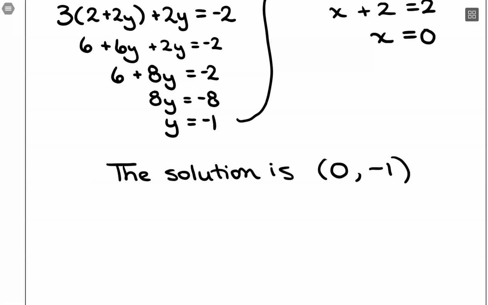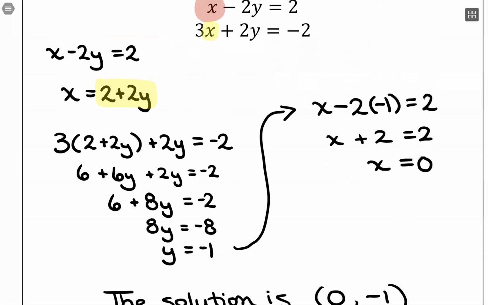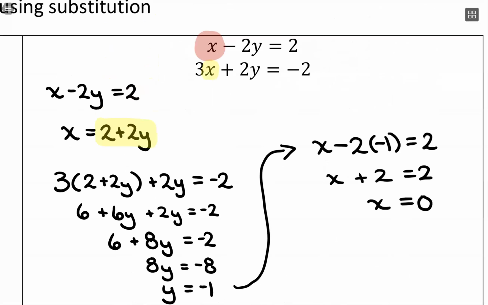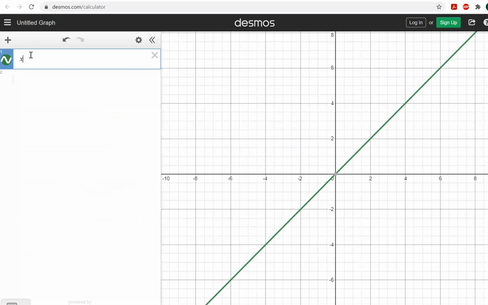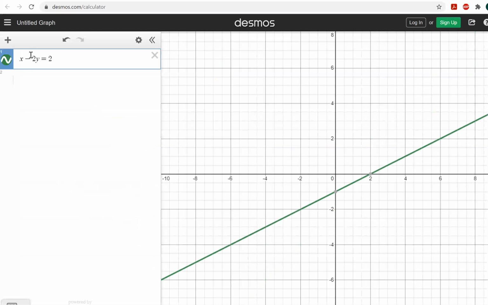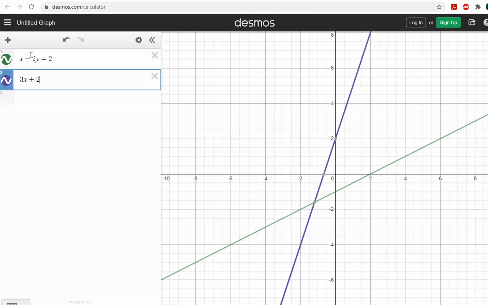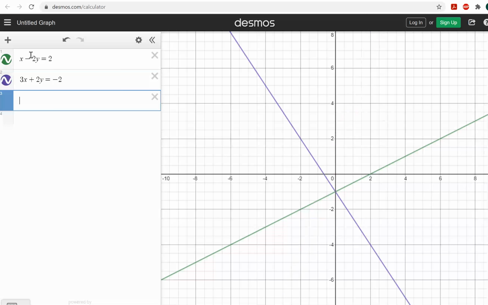And then we could check our answer by plugging in the values. Or like I was saying before, where we practiced solving these graphically, we can do that. We could go to our graphing calculator and just plug in x minus 2y equals 2, and then our second equation, 3x plus 2y equals negative 2. And then where do they intersect? I'm just going to click, and there's our 0, negative 1. So you can use that to check your answer as well.